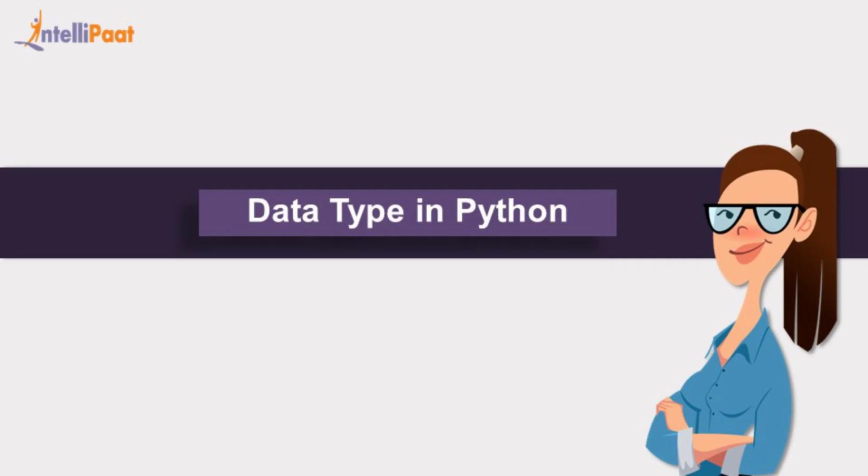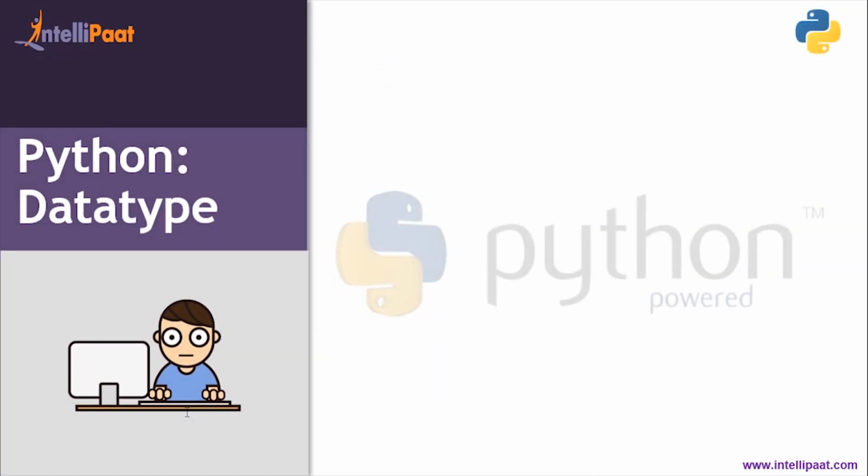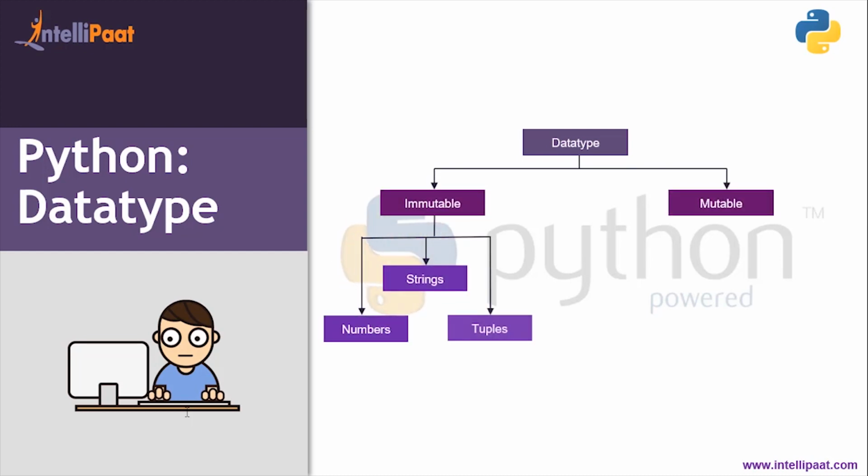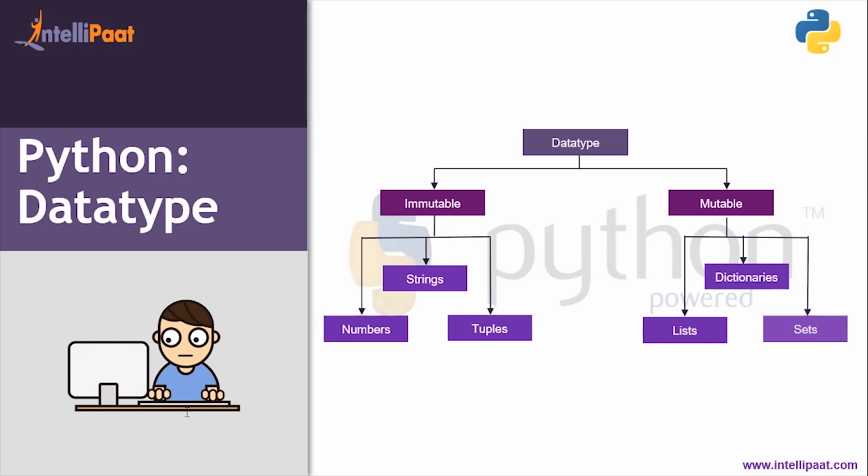Well, in this session, we'll learn about various data types in Python. Python has majorly two data types: immutable data type and mutable data type. Immutable are the ones which cannot be changed or modified, and mutables are the ones which can be changed.